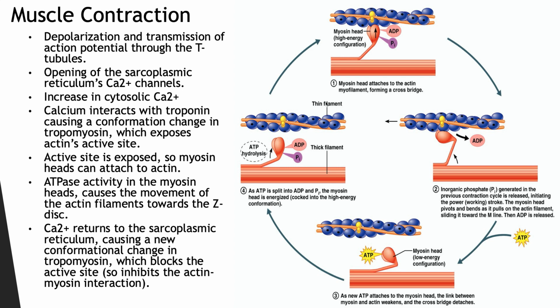The active site being exposed allows myosin heads to attach to the actin. You have ATPase activity, which helps to break down ATP into ADP and phosphate. That occurs in the myosin head and causes the movement of the actin filaments towards the Z disc. Calcium then returns to the sarcoplasmic reticulum and causes a new conformational change in the tropomyosin. This in turn blocks the active site and inhibits the actin-myosin interaction.